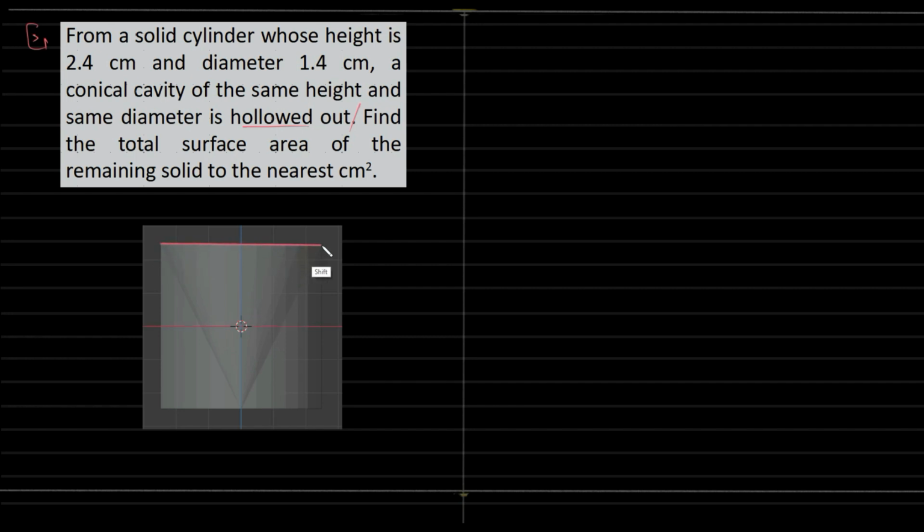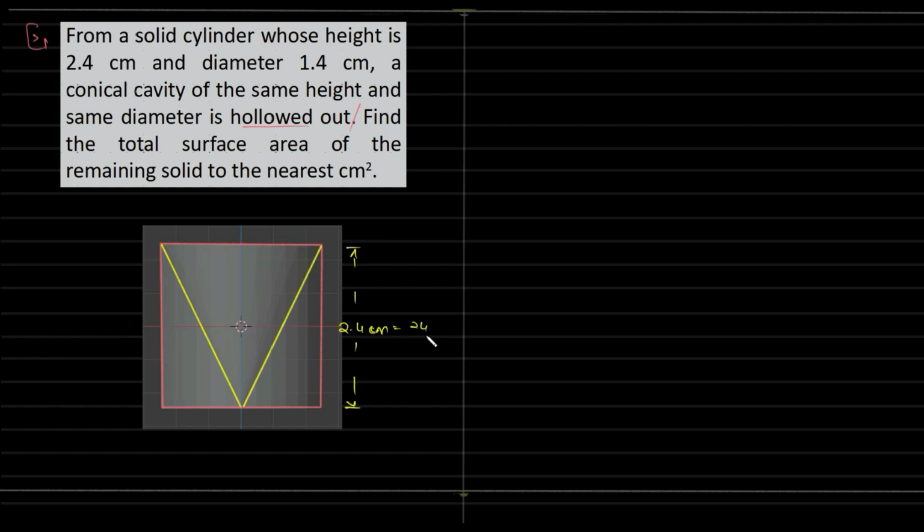So we have the original solid cylinder, from which we have a cone hollowed out, something like this. Okay, let's look at what is given. A solid cylinder whose height is 2.4. So the height is 2.4 centimeter.